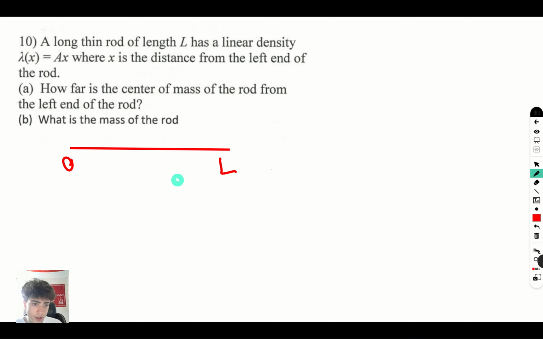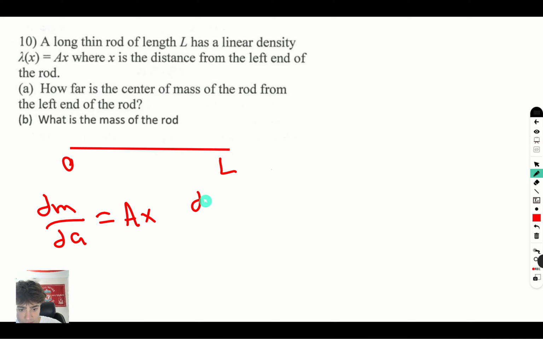We're given that linear density is a times x, and we know that density is simply mass over length, so our density could be written as dm over dx, and we can set that equal to ax. And since we're talking about a very thin rod, that means that our length can be simply written as x, so we can swap the dA out with a dx.